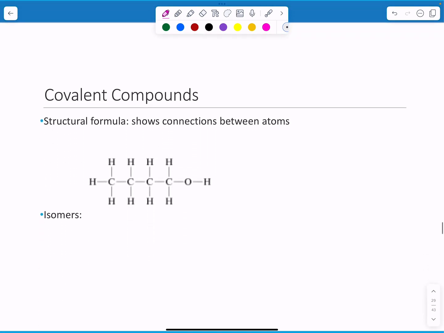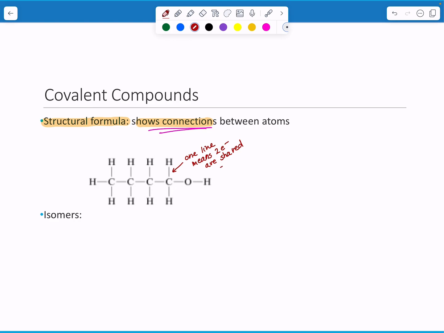Okay, so let's talk about isomers and structural formulas. So a structural formula shows connections between our atoms, right? And so what you see is you're going to have one line. It means 2 electrons are shared. Okay, so that's what we call it.